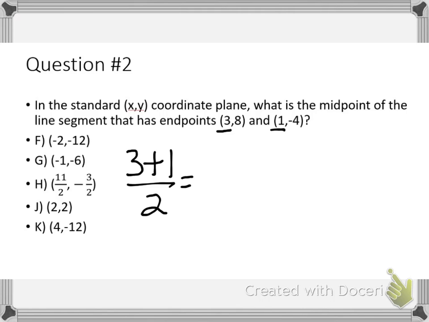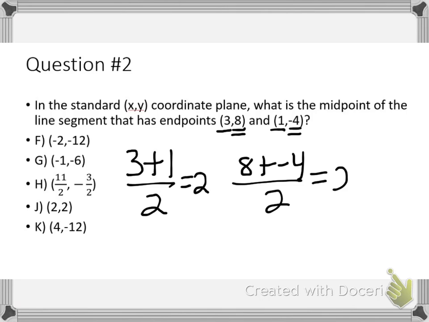And then we have to add this y value right here. So we get 8 plus -4 divided by 2, and that will give us the y value of our new point. If we do 3 plus 1 divided by 2, we get 2. And if we do 8 plus -4 divided by 2, we also get 2. So our answer, this number goes first, that number goes second, is at 2, 2, which in this case is J.